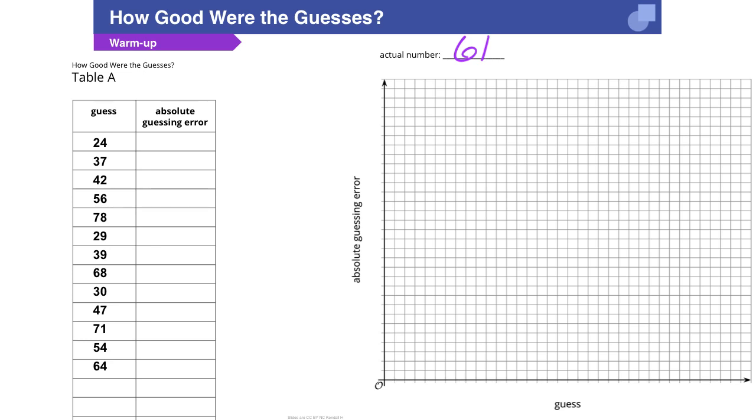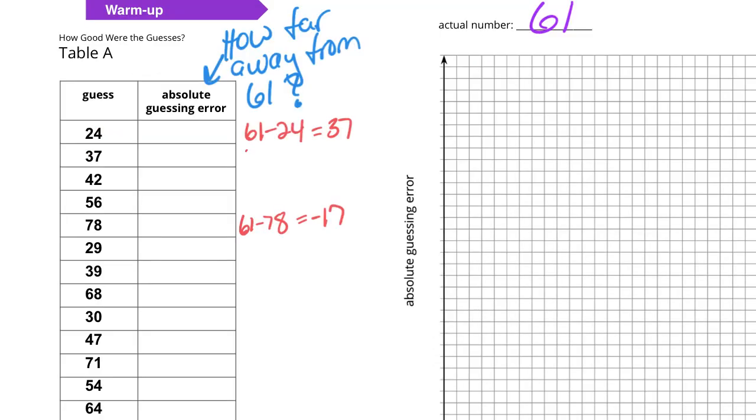We are going to be looking at our guesses for how many Tootsie Rolls were in the jar. And the actual number when we counted them up was 61. So the first thing we need to do is find out the absolute guessing error. And all that means is just how far away is the guess from 61. So for this first one, I gave the example right here, 61 minus 24 equals 37. So 24 is 37 away from our actual number. So that's our absolute guessing error.